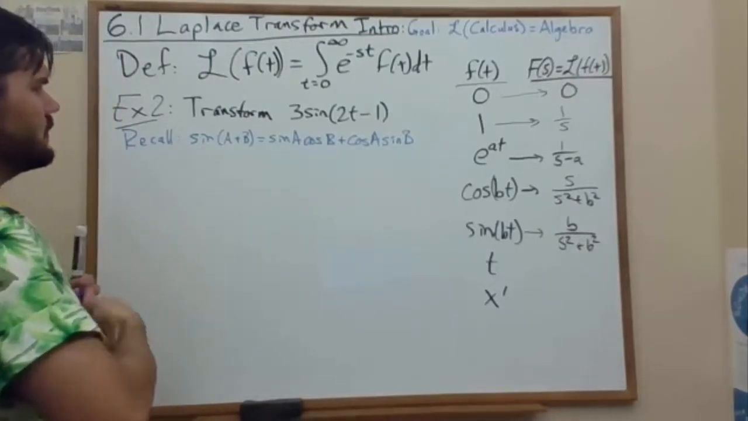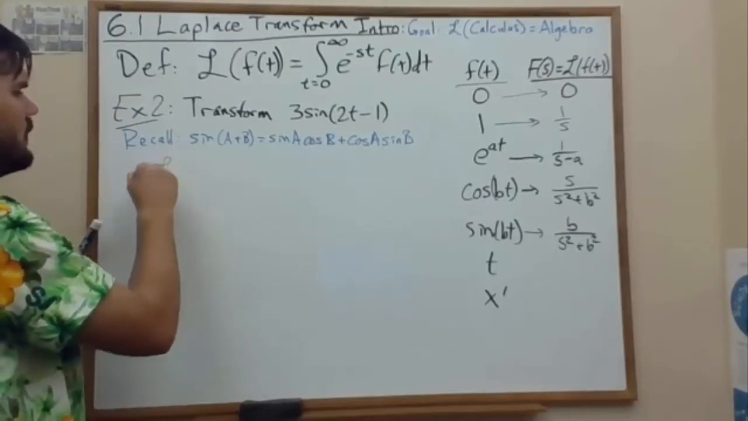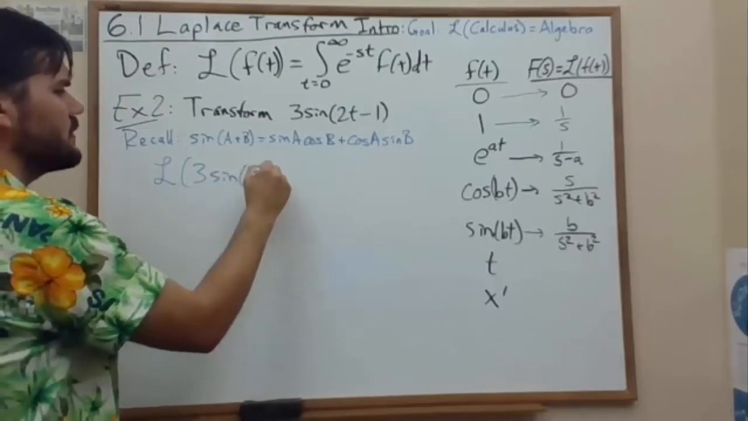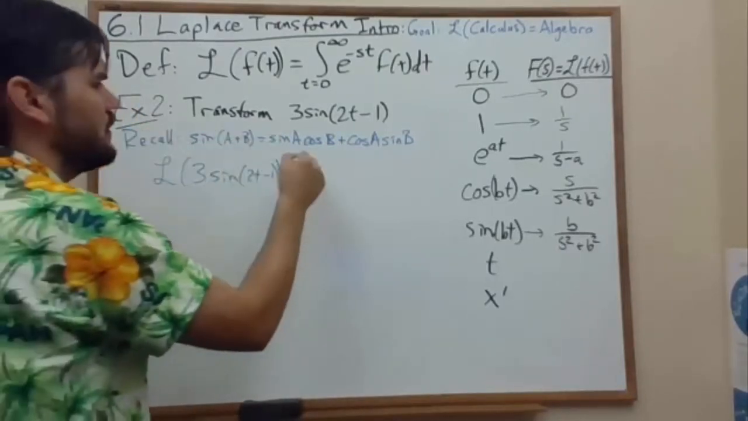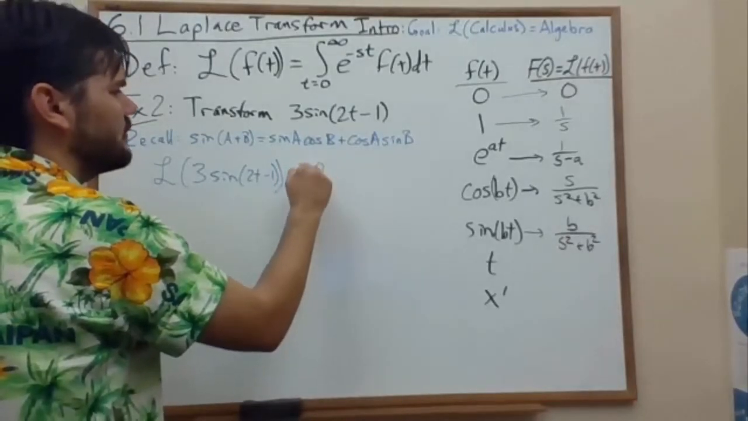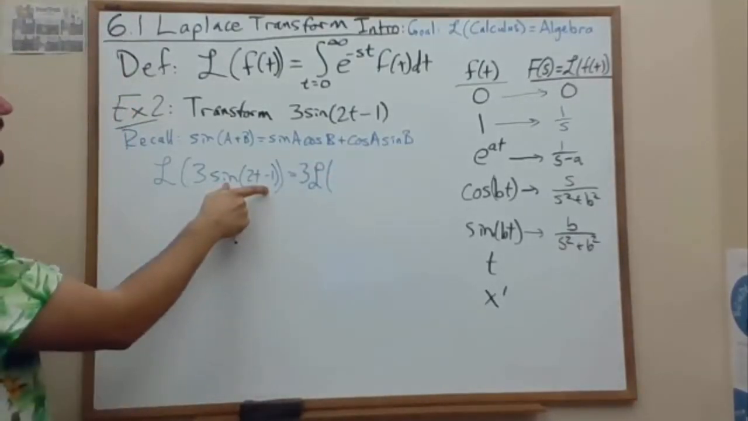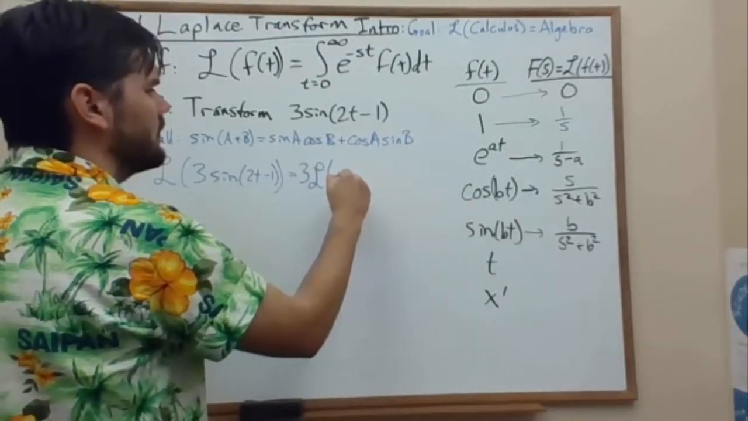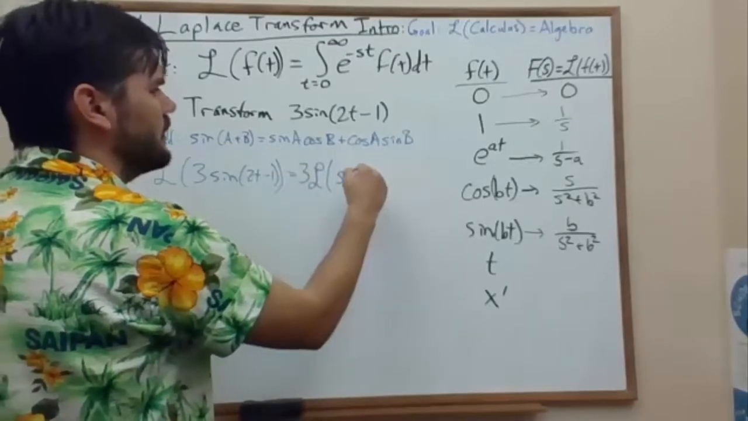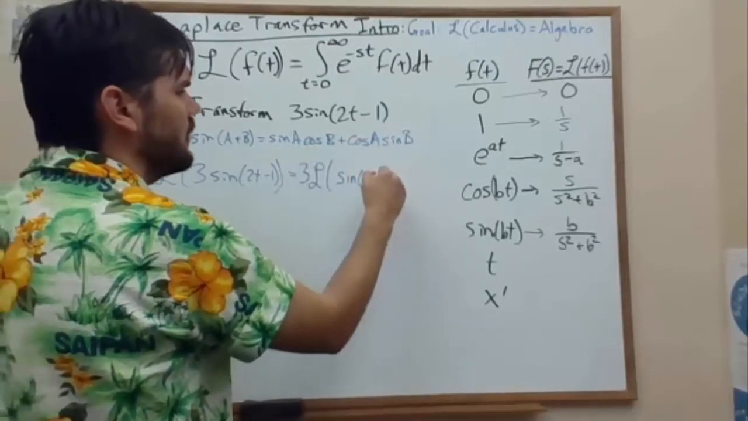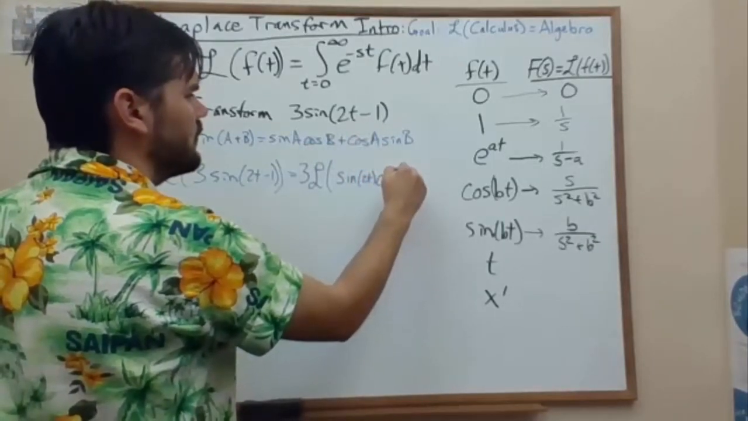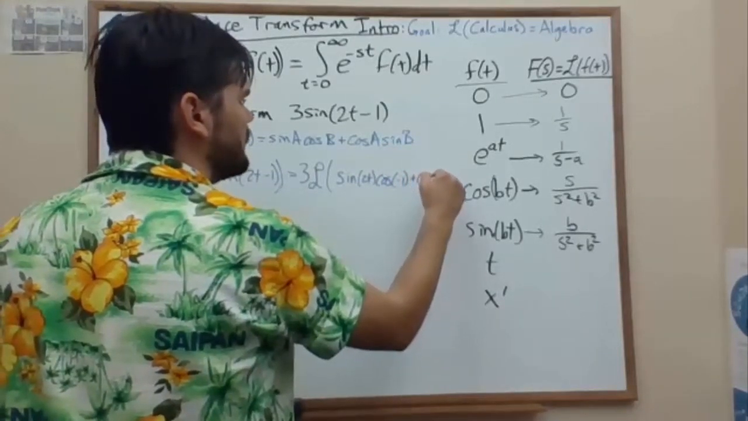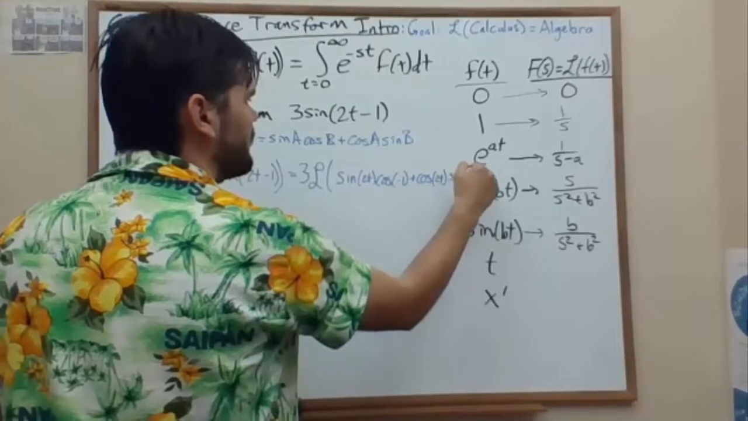So, transformation of 3 sine of 2t minus 1. First, we pull a 3 out. And then we expand out this sine. That gives us sine of 2t times cosine of negative 1 plus cosine of 2t times sine of negative 1.